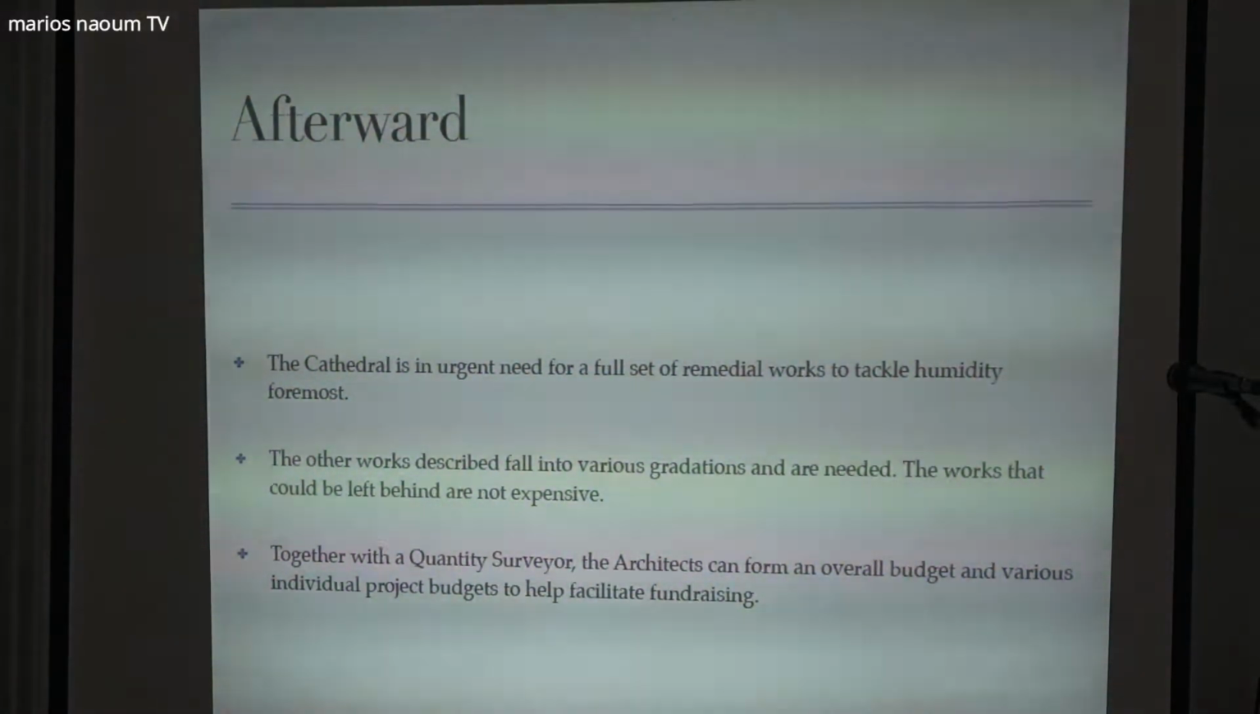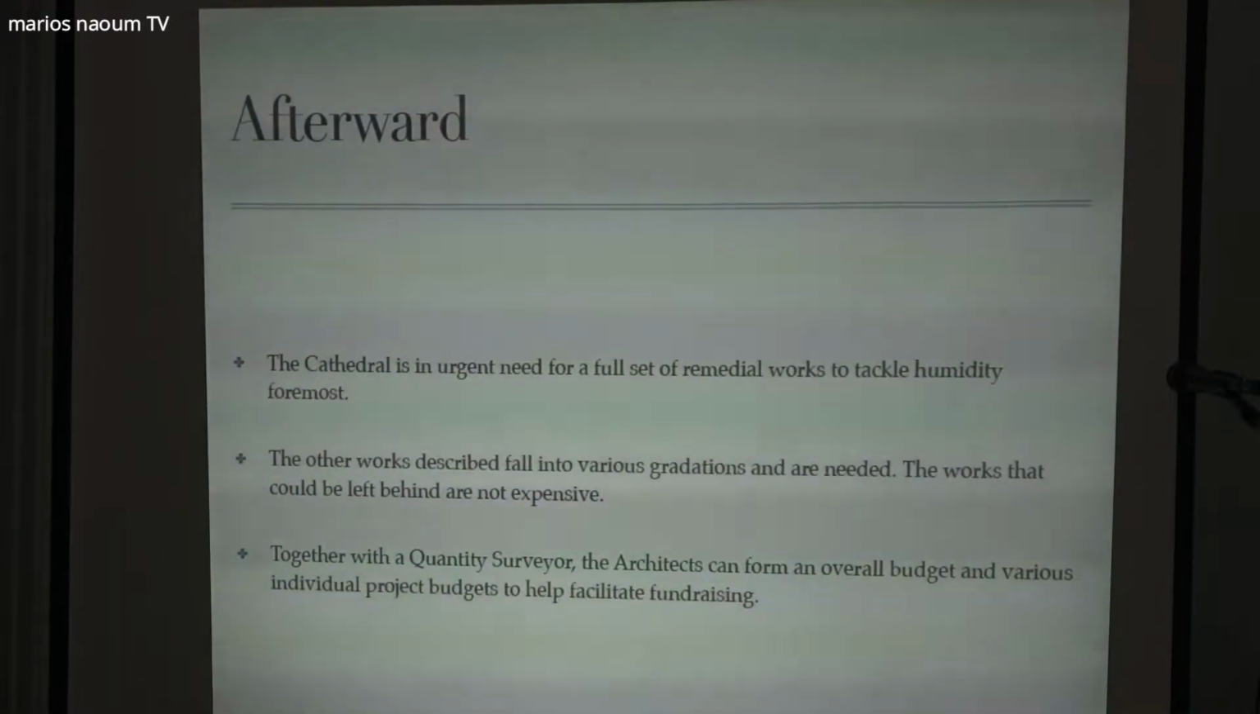We see the roof as a possibility and the space that is protected that could allow us to expel air out of this roof and under the second one. The bottom line is that the cathedral is in urgent need for a full set of works. They are not all urgent, and it is a matter of budgeting that we're happy to facilitate with. And we can help form an overall budget or in the administration of the project.